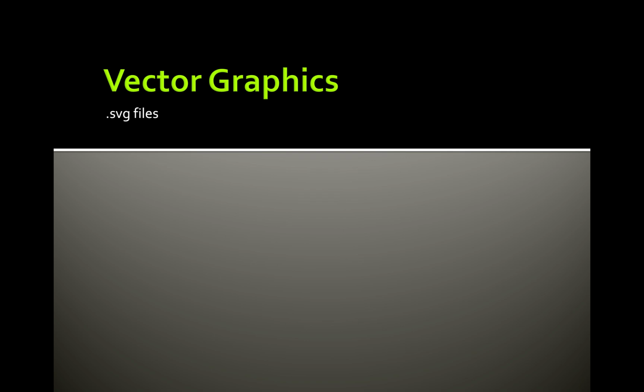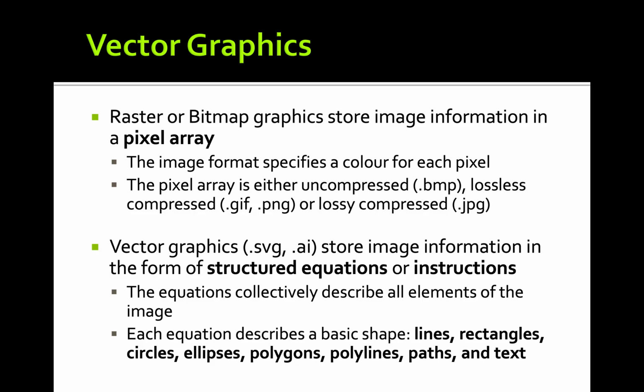So now we talk about the vector graphics. Raster or bitmap graphics store image information in a pixel array. It's an array of information. For example, if we have 40 rows and 60 columns, we have a total of 2400 pixels, and for each and every pixel we are recording the information about its RGB values. So they are not scalable.